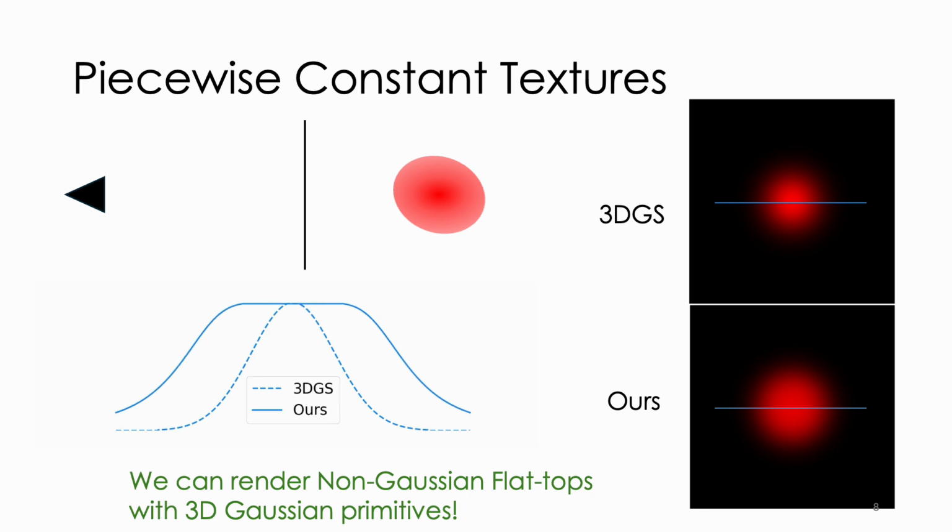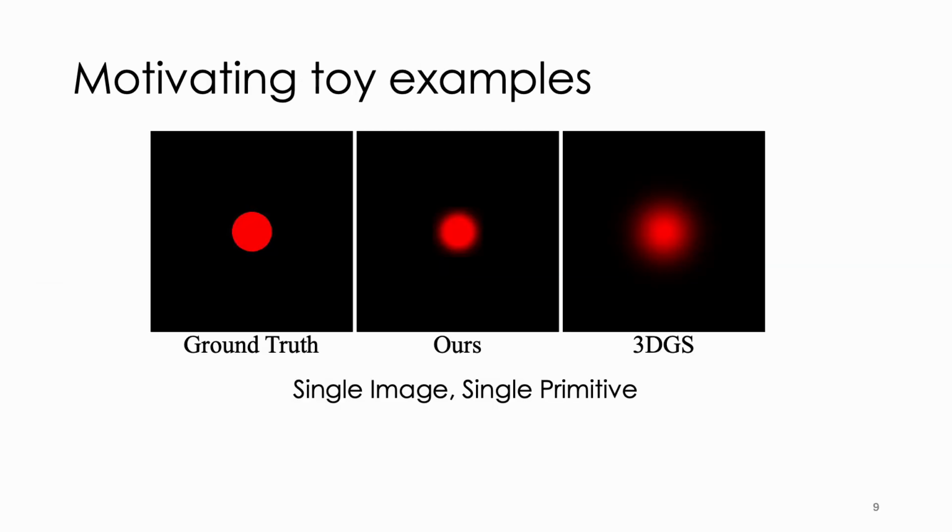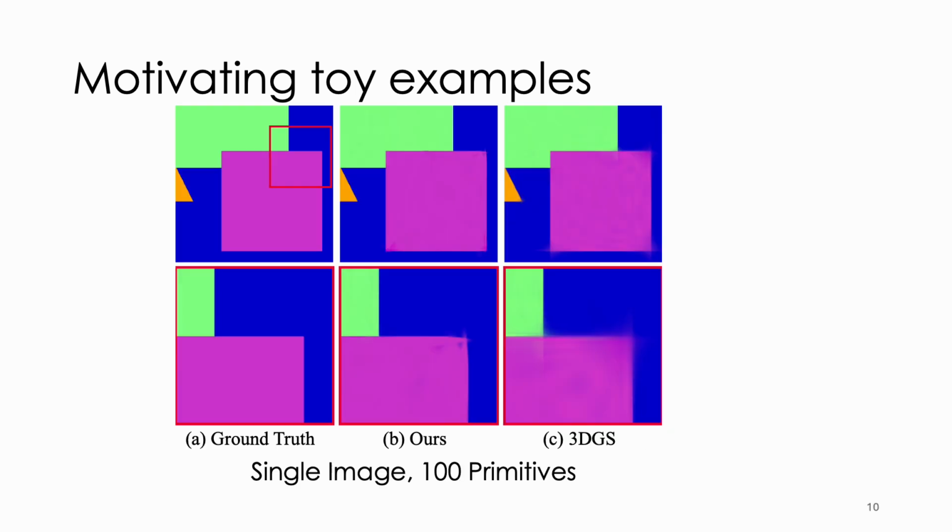We motivate the benefits of this ability for view synthesis by fitting 3D Gaussian primitives using our method and 3D GS on increasingly complex toy examples. We start with fitting an image of a disk with a single 3D Gaussian primitive. Since our method supports rendering constant opaque textures, we fit a constant disk with a much higher fidelity than 3D GS. Even for a complex image with more primitives, our method renders sharp edges and interiors for the pink square, while 3D GS exhibits bleeding artifacts and blurrier edges.